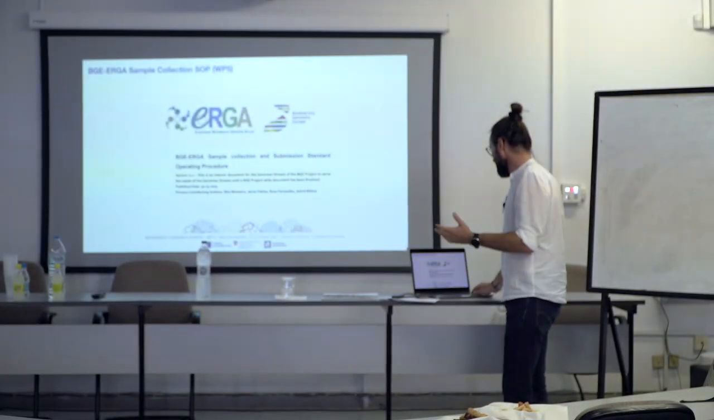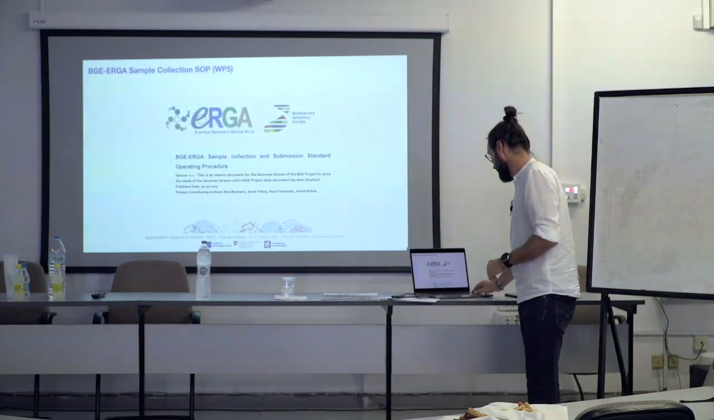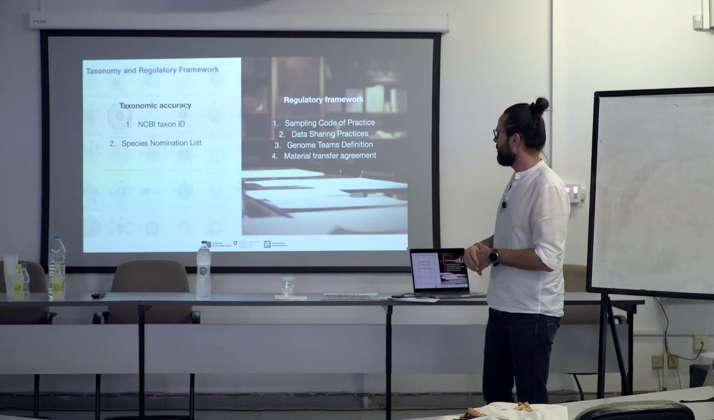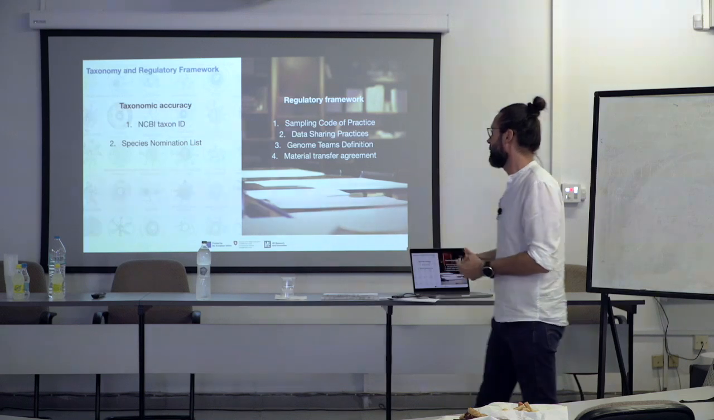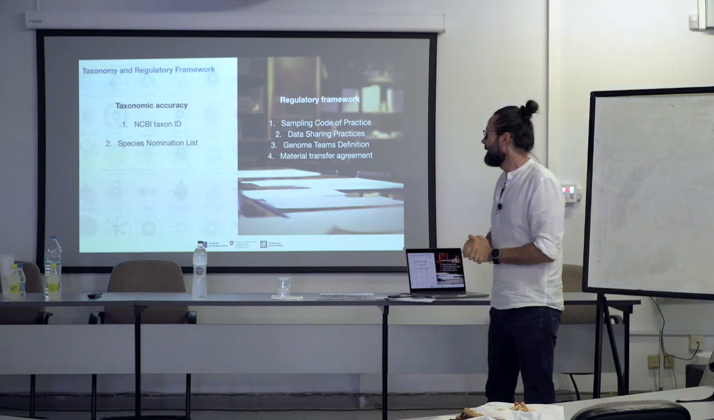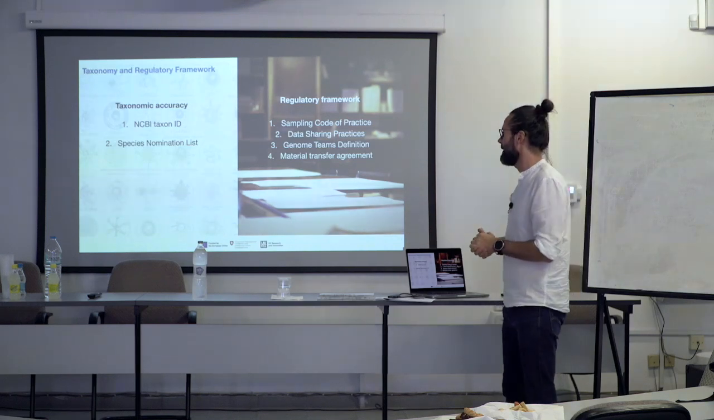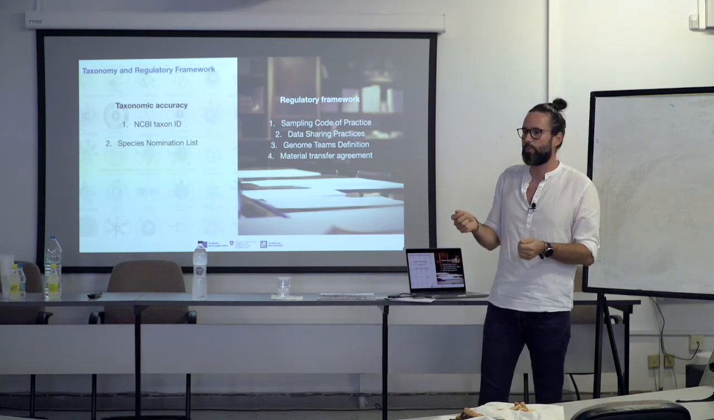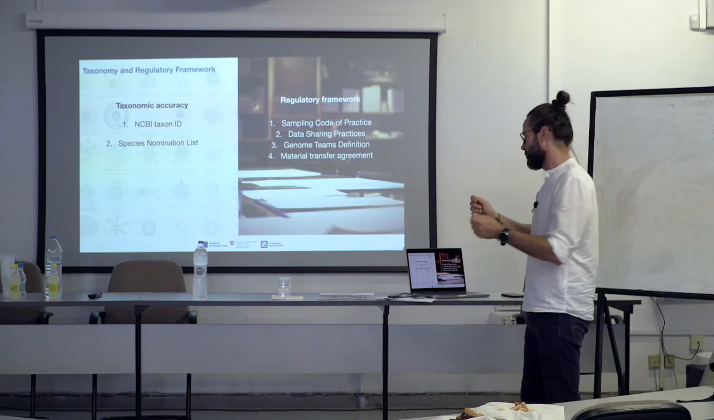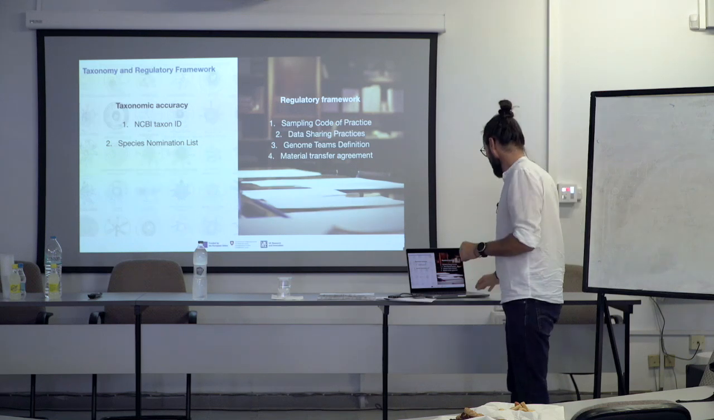Basically, there is guidance on how to collect and every single step that they have to comply with if they want their sample to be under ERGA. Now I try to summarize the steps briefly. First there is the taxonomy and regulatory framework. From a taxonomic point of view, if the species is selected, we require that they make a request for the NCBI taxon ID, and that this corresponds to the species that is in the list, to be sure that we are generating a genome that is not yet out.